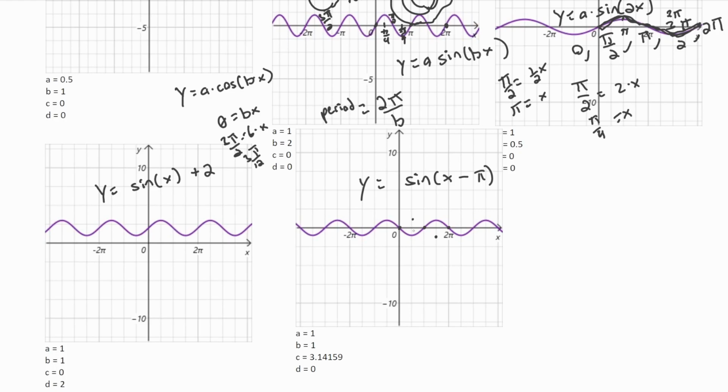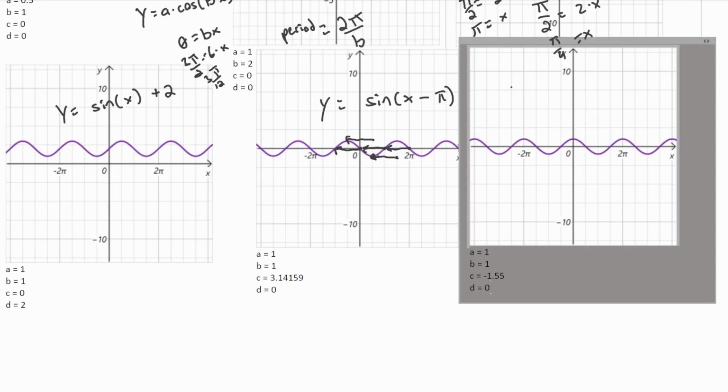So if we shifted it over pi, the whole graph, instead of starting here and going up and then down and then back up, we're actually starting at pi. So when we plug in pi, that gives me 0. So at pi, we're then starting our period. And so halfway, instead of being at pi, halfway is now at 0. And all the way, instead of being at 2 pi, is now at pi. So this shifts everything.